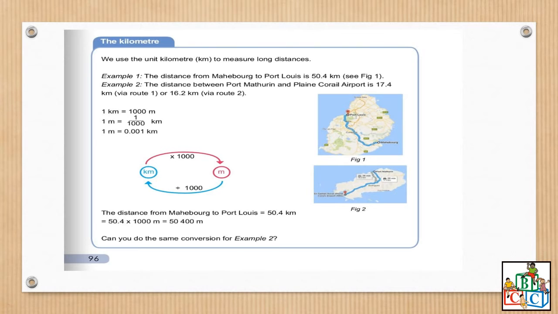The distance from my boat to Port Louis is equal to 50.4 kilometers. What about meters? 50.4 times 1000 meters. The answer you will have, this is a decimal number, you'll have to move the decimal point 3 places to the right. 50,400 meters.